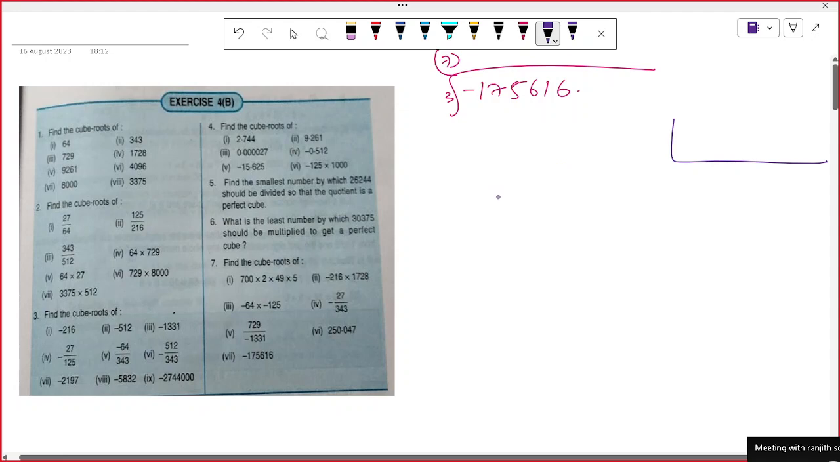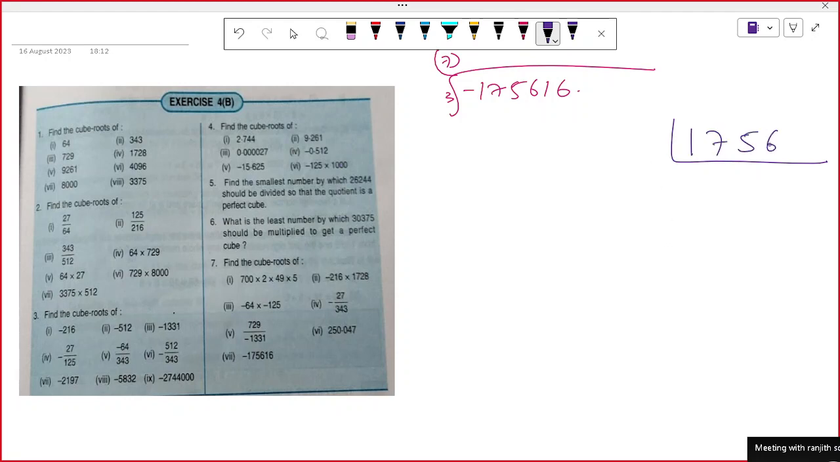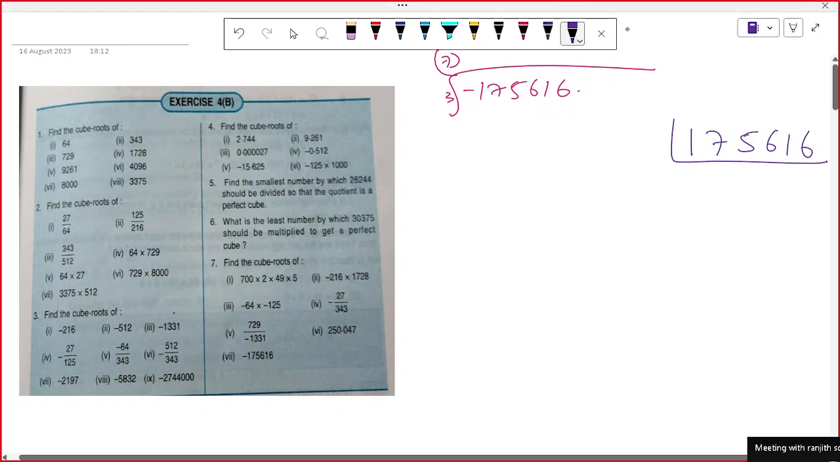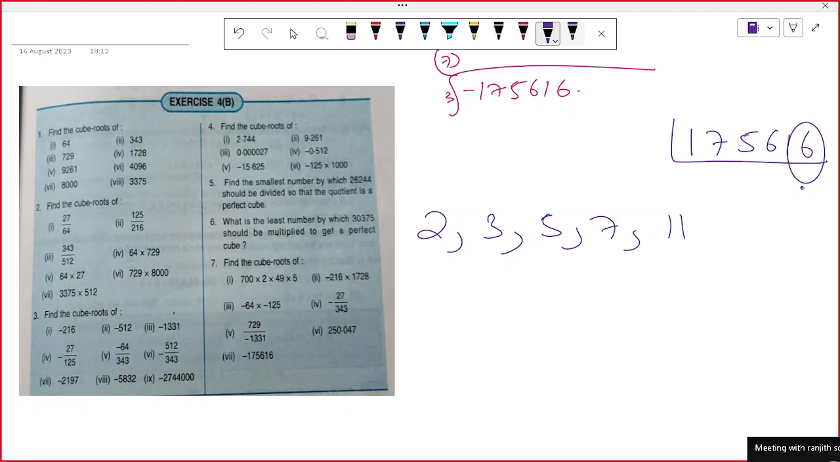Only for square roots, you'll have the division method. For cube roots, you don't have a division method. 175616. So what's the last value given here? Is 6 even or odd? Even, sir. Even number. Prime numbers, you have to use only 2, 3, 5, 7, 11. So six is an even number, start from 2. Try this question.